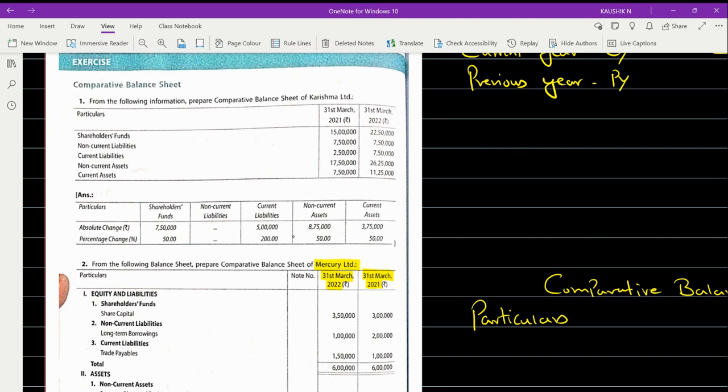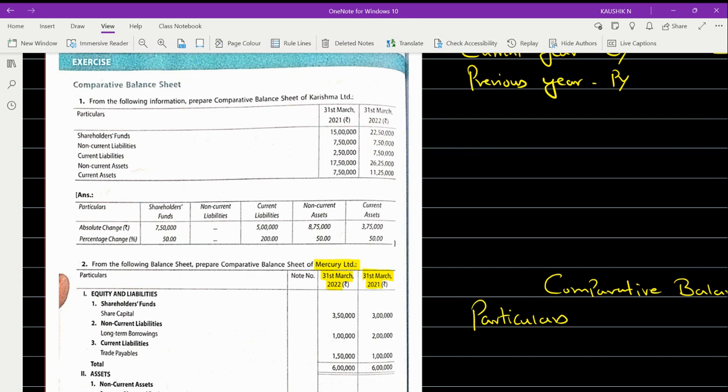So you can see a difference between this balance sheet and this one. This is not a balance sheet. This is only the content in the balance sheet. We have to frame the balance sheet by having the major heads and subheads and other allocations, and then we will proceed with the calculations.